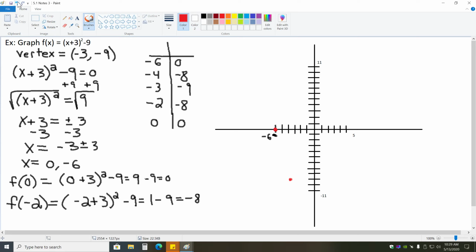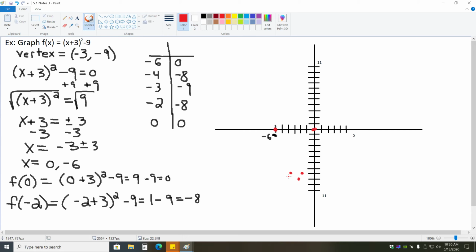and I apologize, I put that at -9. So -4, -8, let's try that again. Then -3, -9, which will be right here. Then -2, -8. And finally 0, 0.